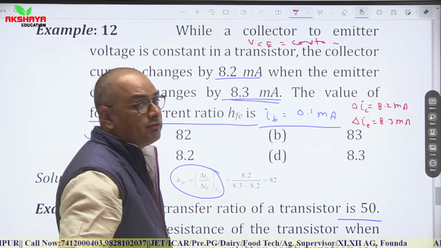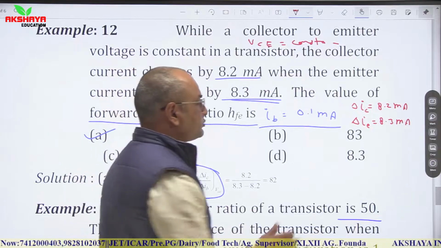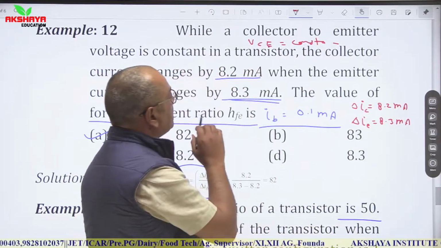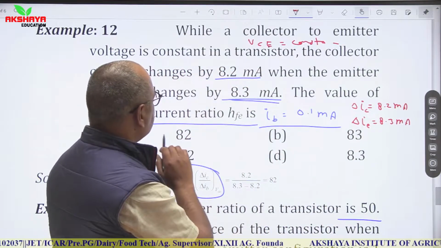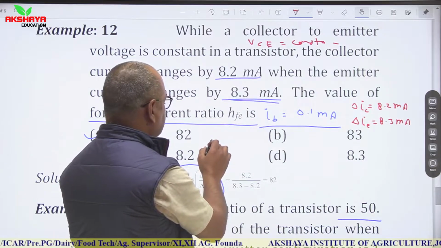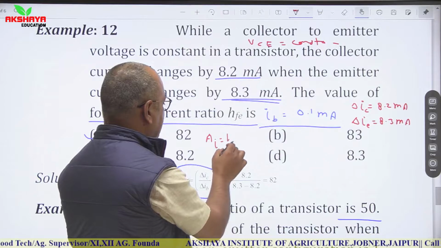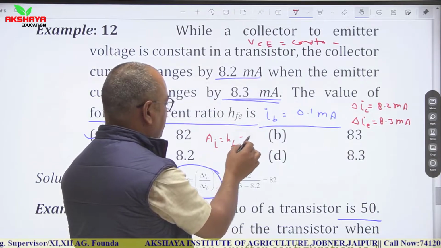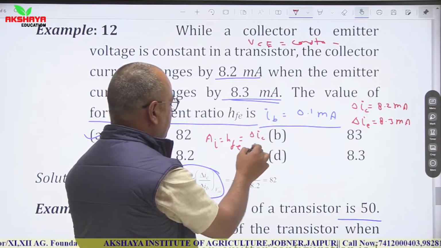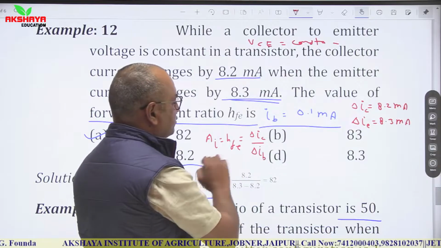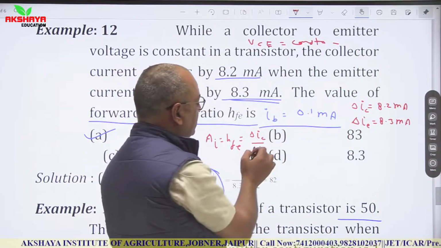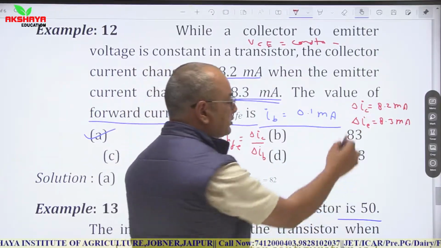It means we have to find the current gain. So first of all, in case of this configuration, we know that AI, or we can say HFE, the forward current gain, is equal to del IC upon del IB. So we have the value of del IC but not the value of del IB. So we can calculate it.